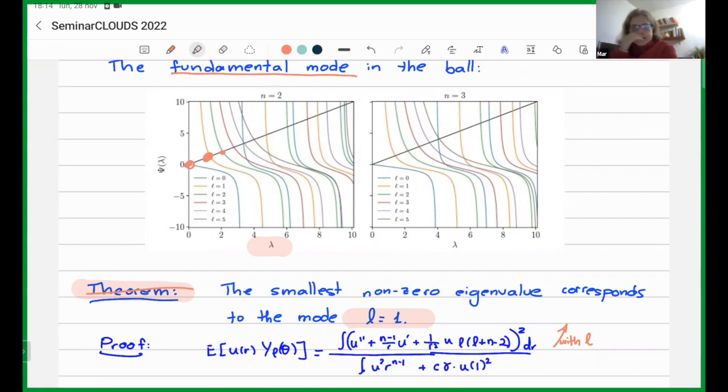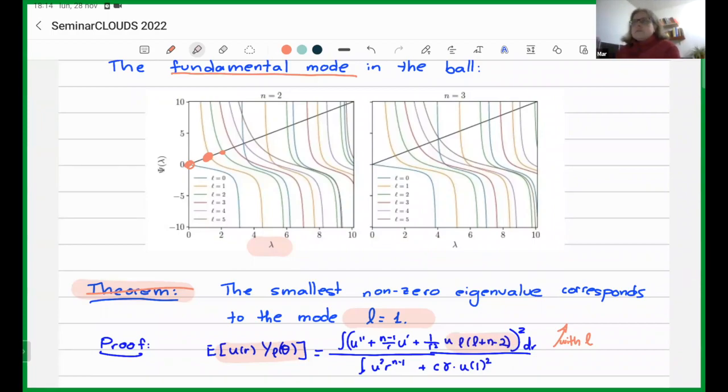And the proof of this is just simple. If you use this as a test function in the energy, and you do the calculation, you see that there is an L term here that is increasing with L. So the energy increases with L.